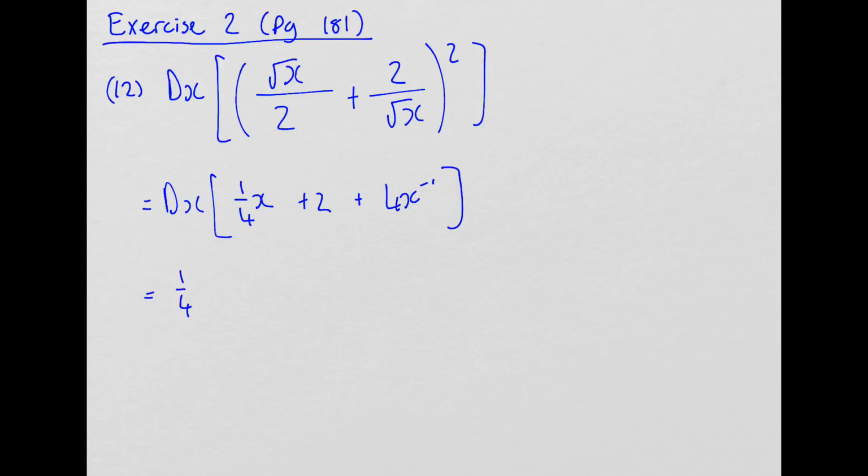And then for the last term in the expression, negative 1 times 4 is negative 4. Subtract 1 from the exponent, we get negative 2. And then let's leave our answers with positive exponents, so it's going to be minus 4 over x squared.